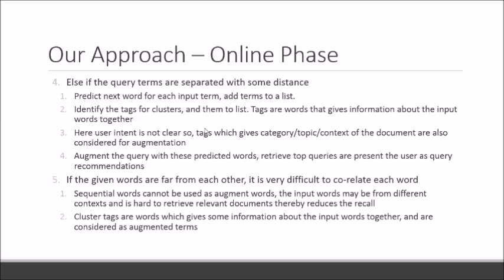In the third scenario, there is no correlation between the input terms. In such cases, n-gram and Markov models are not suitable for finding augment terms. So, we consider tags of clusters for query expansion.